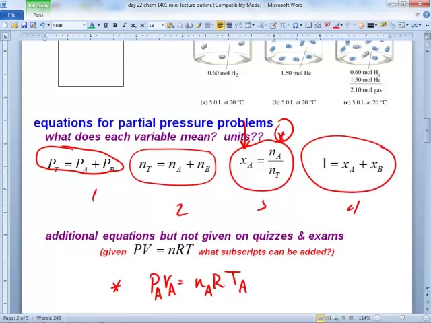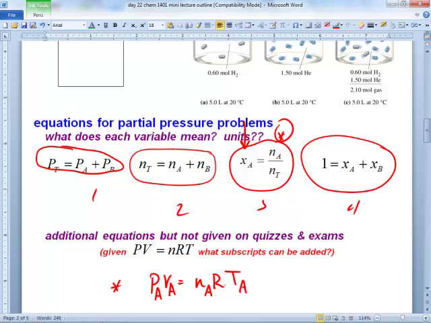The N, though. N is the number of moles of gas A, and it's also up here a bunch of times. So the N, to get the partial pressure of gas A, you only plug in the moles of gas A. So this one, don't mess with. Right? You see another one?